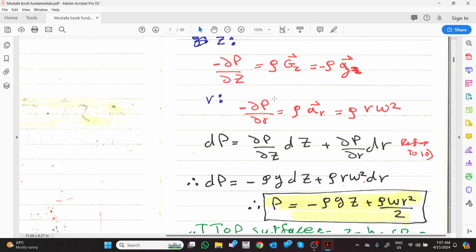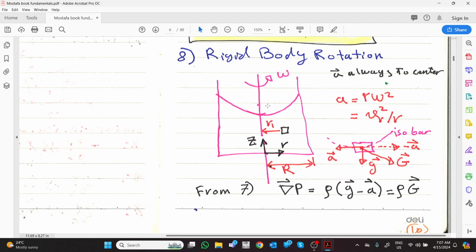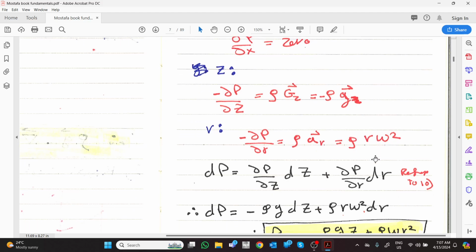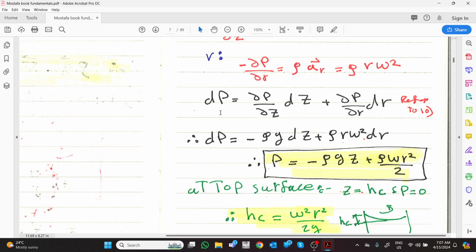So in the z direction, which is vertical, we know that there is acceleration g. There is a downward acceleration due to gravity, and there is an acceleration in the r direction. So minus z, which is equal only to gz. And in the r direction, it is equal only to this one, which is r omega square.